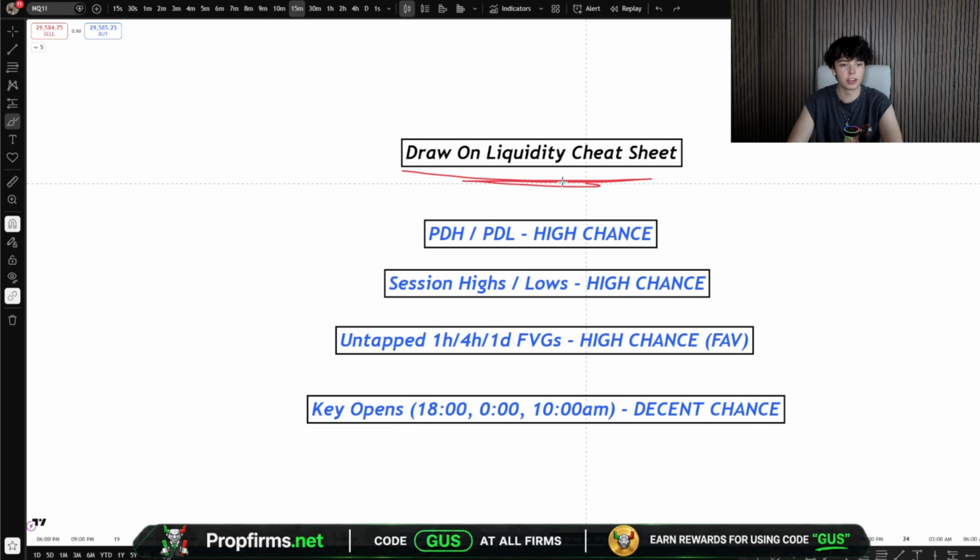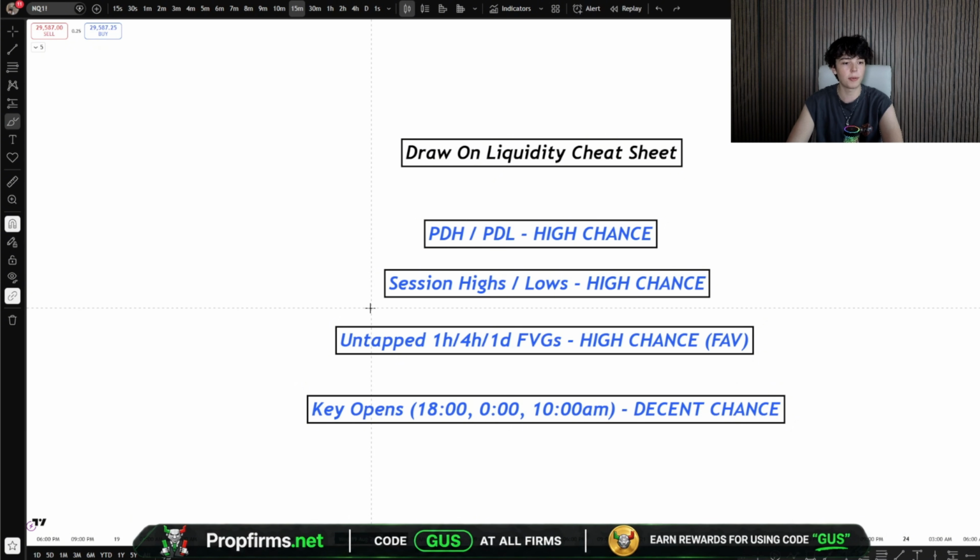Right here I made a draw on liquidity cheat sheet. Literally screenshot this. Pull this up before every single trade you take. Listen, right here we have previous day high and previous day low. This is an insanely high chance of getting hit. This is one of the oldest pools of liquidity, bro. People were trading this back in the 70s. Previous day high, previous day low.